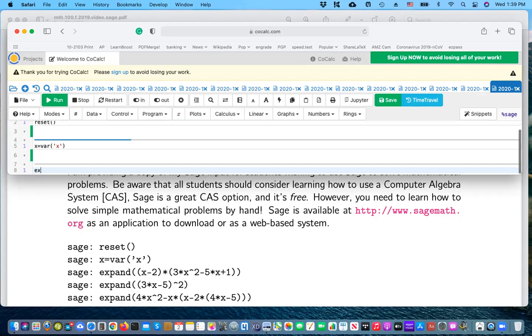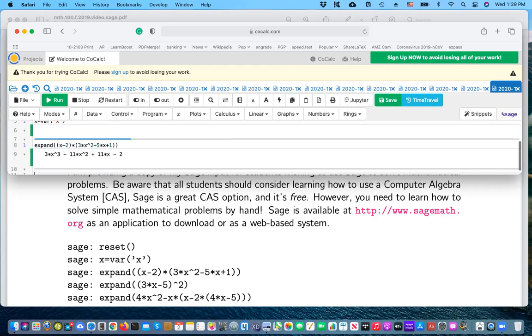Next thing I want to do is expand. What's expand? It's going to actually multiply it out, just like we use in the notes. What do I expand? X minus 2. The star must be used. It's a symbol of multiplication for Sage. 3 star X squared minus 5 star X plus 1. All right. And then I'm going to execute the command. If I make a mistake, I'll know I made a mistake. But now it returns a result to me.